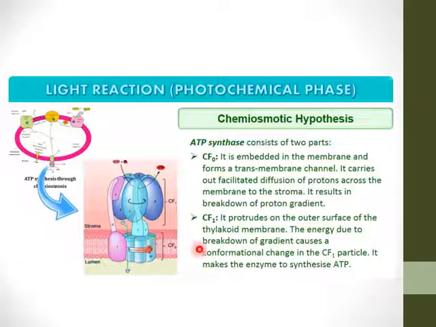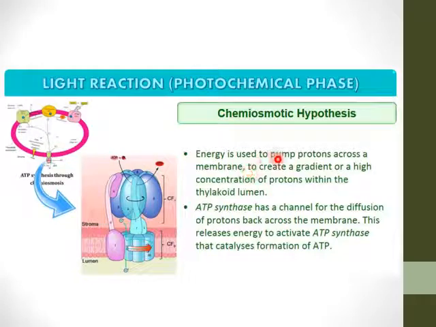The energy from the breakdown of the gradient causes a conformational change in the CF1 particle. It makes the enzyme synthesize ATP. Energy is used to pump protons across the membrane to create a gradient, or a high concentration of protons, within the thylakoid lumen. ATP synthetase has a channel for the diffusion of protons back across the membrane. This releases energy to activate ATP synthetase, which catalyzes the formation of ATP.